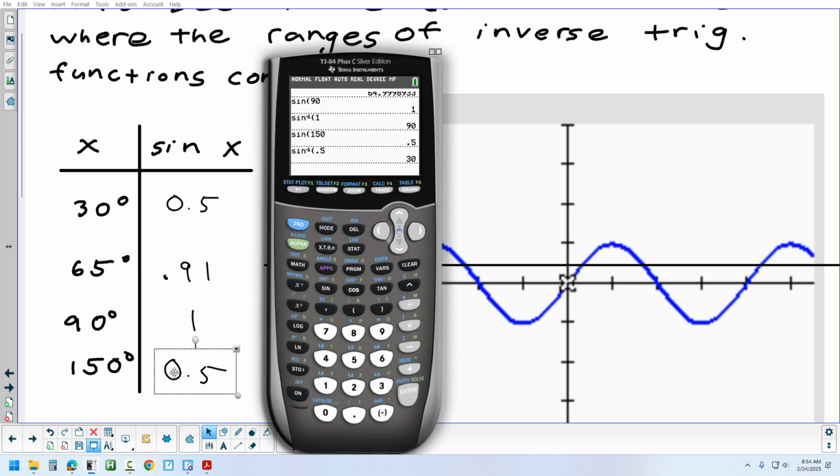So I could type in like sine of, let's do 390. There's another answer that's 0.5. Right? I could do sine of, let's do 510. There's another answer that's 0.5. I could type in infinitely many answers, and they would all come out to 0.5, as long as I picked the right numbers. But when you do the inverse sine, you don't get any of these other ones back.